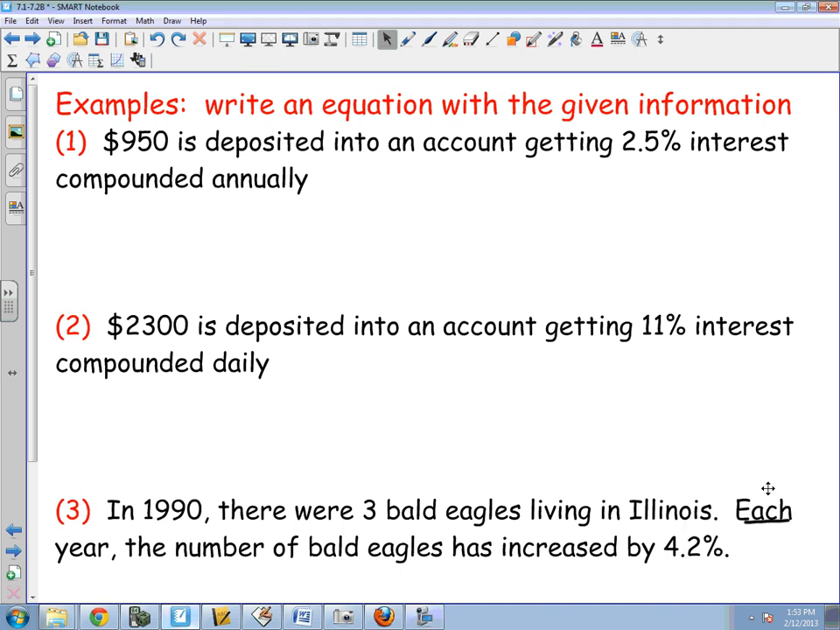All right, here's another video. I'm going to finish these notes for you so you can work on a worksheet. Basically, what this is saying is write an equation with the given information. $950 is deposited into an account getting 2.5% interest compounded annually.